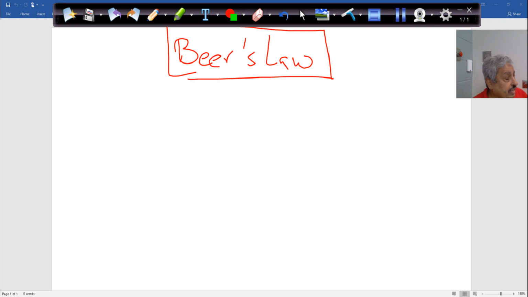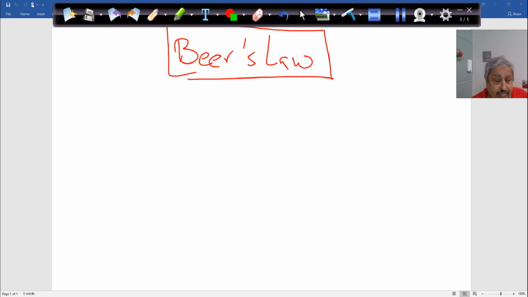We are looking for the concentration of this compound, molarity, mole per liter. It has to be colored. Can I have a non-colored compound? Can I determine its concentration with Beer's law? The answer is no. H2O has no color. I cannot determine its concentration with Beer's law because absorbance will be 0 and transmittance will be 100%.